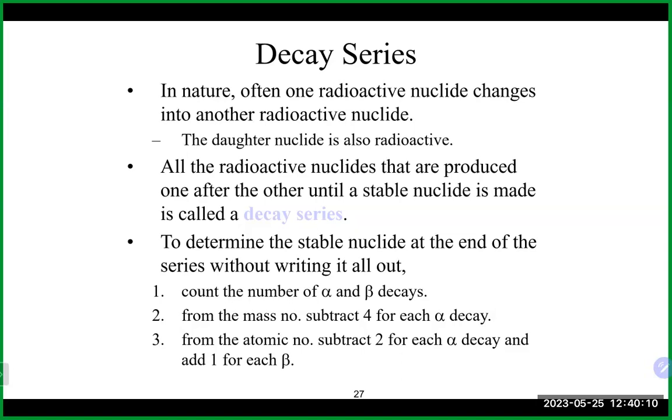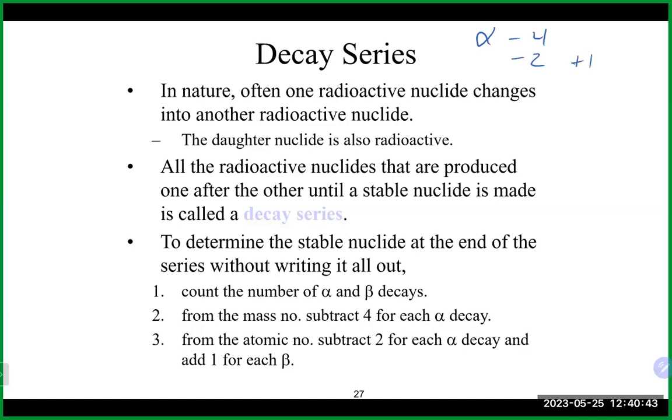Now, if you don't want to write out the entire step-by-step process and the equations, and you're dealing with just beta decays and alpha decays, you could just do it math-wise. For every alpha decay, you subtract 4 from the mass number and you subtract 2 from the atomic number. And for every beta decay, you basically add 1 back to the mass number.